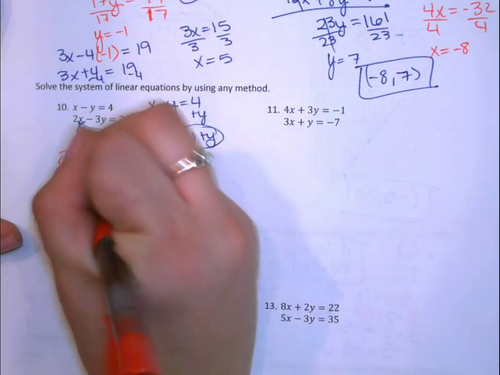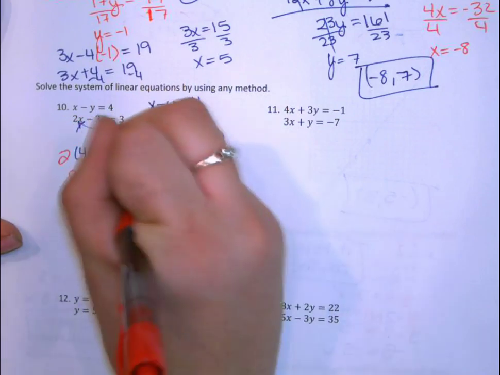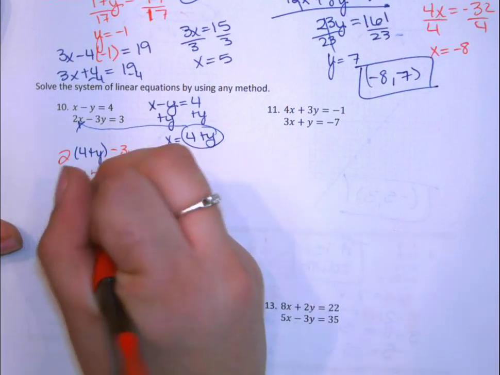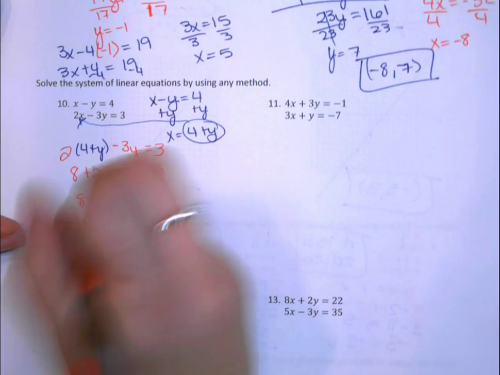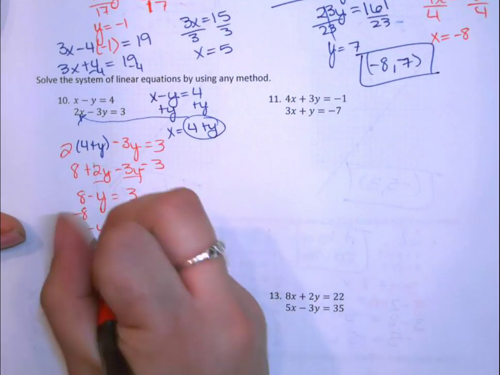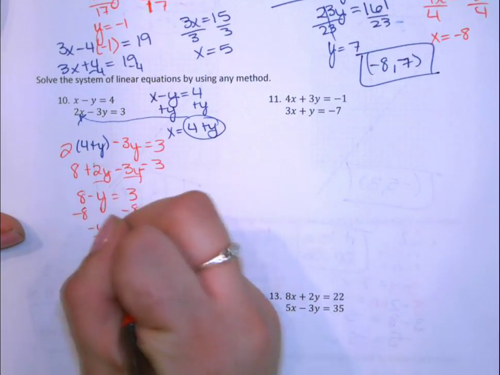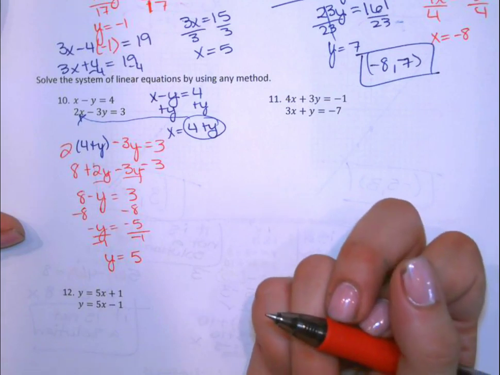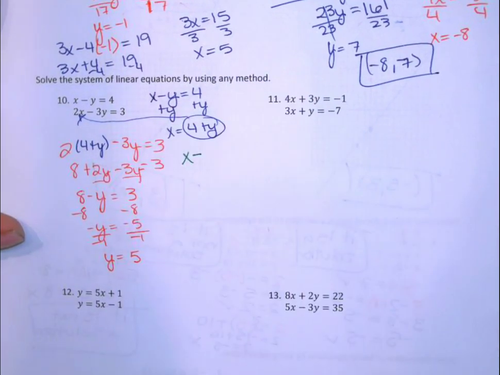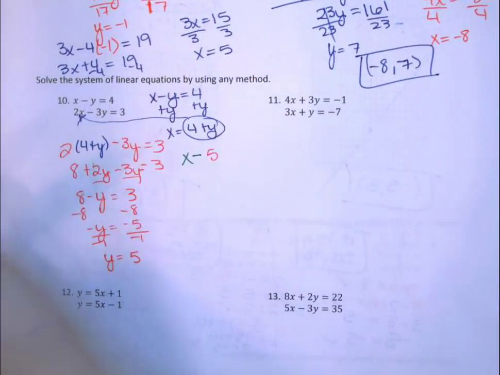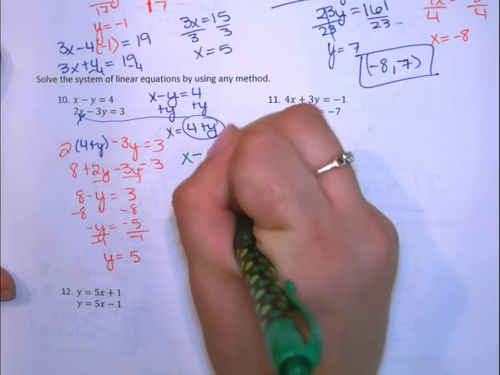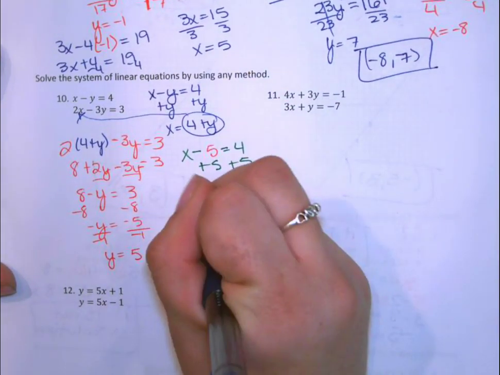2 times 4 is 8. 2 times y is 2y. Then I combine like terms. 2 minus 3 is negative y. I want to subtract 8 on both sides. I get negative y equals negative 5. I divide by negative 1 on both sides. I get y equals 5. I'm going to go ahead and plug that into my top equation. So I have x minus 5 equals 4. I'm going to add 5 to both sides. X equals 9. So my answer here is 9, 5.